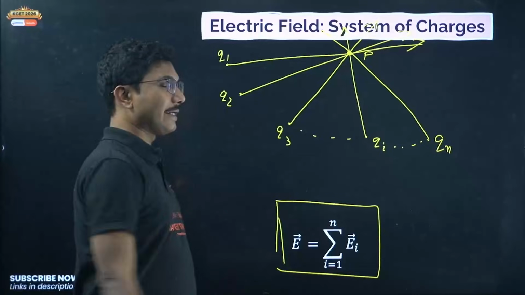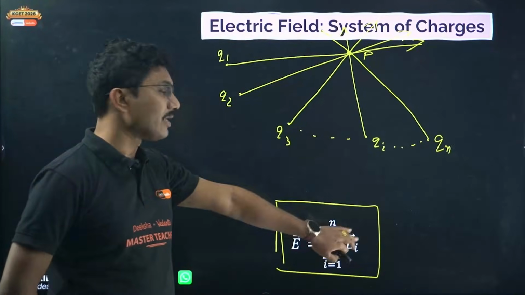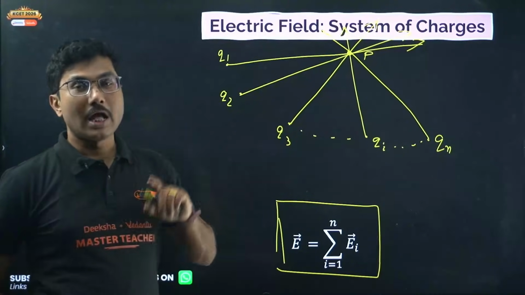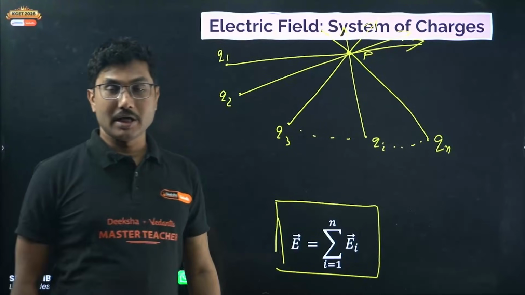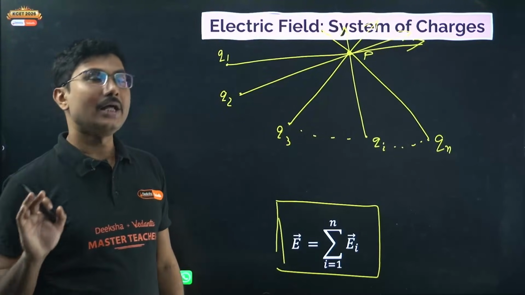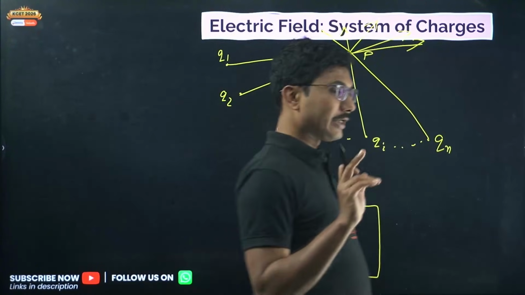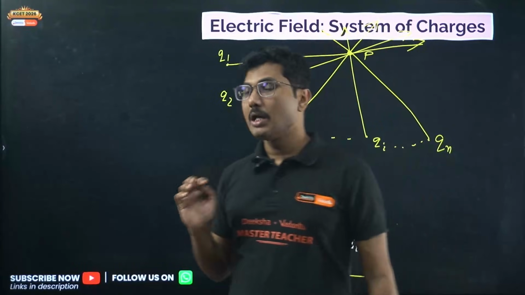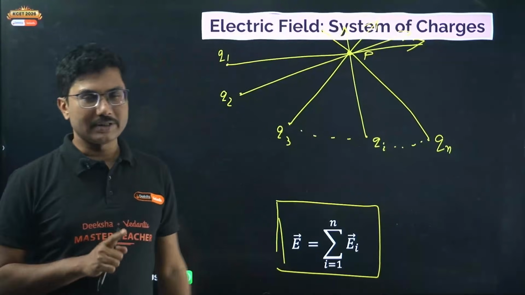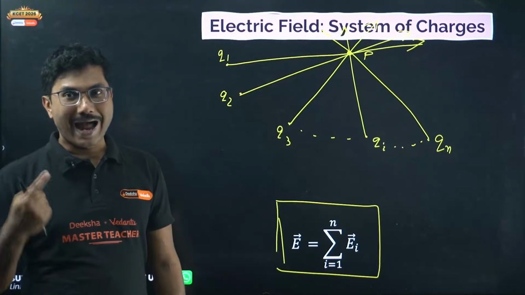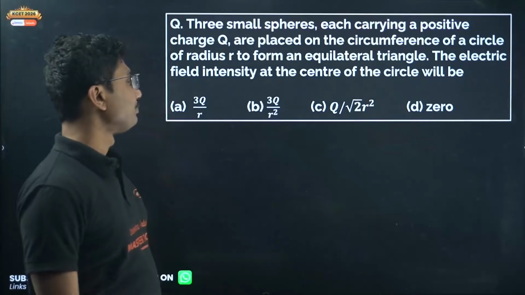So individually you take all the electric fields and add them vectorially. Very, very important. Vector addition is important. You cannot simply add electric fields. I have seen students doing it. You can do this for electric potential, but not for electric field. Electric field is a vector quantity, so you have to add them by the vector method.